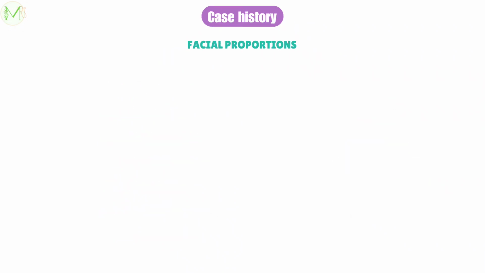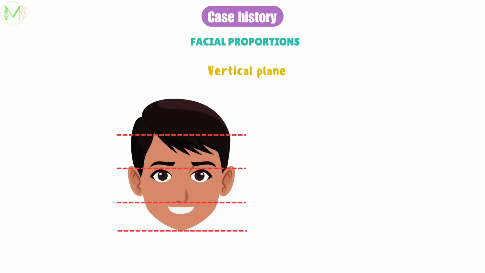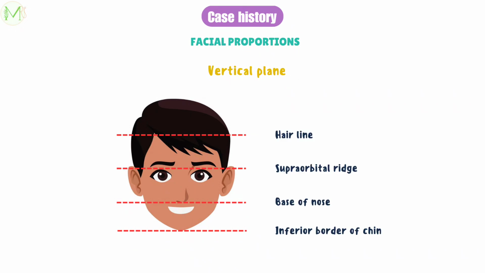Facial proportions are assessed in two planes, which are vertical plane and transverse plane. Let's see how it is divided in vertical plane. The face can be divided into thirds by using 4 horizontal planes. These 4 horizontal planes pass at the level of hairline, supraorbital ridge, base of the nose, and inferior border of chin. A well-proportioned face has all these 3 vertical thirds in equal proportion.